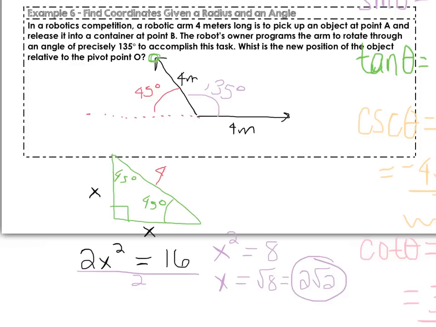Notice that the question asked for the position of the arm. I'm looking for essentially this coordinate right here, and because the horizontal is going to be the same as the vertical distance, we know that both are going to be 2 radical 2. The only thing I need to take into consideration is that with a second quadrant placement, 135 degrees, we're going to have a negative x value. So it's actually going to be -2 radical 2, 2 radical 2.